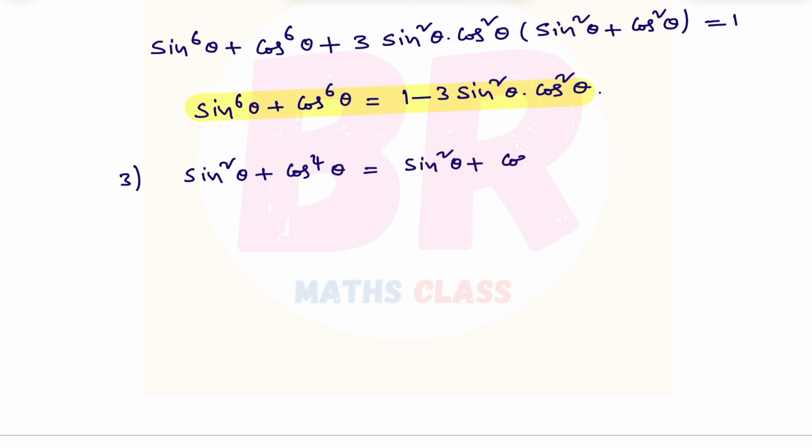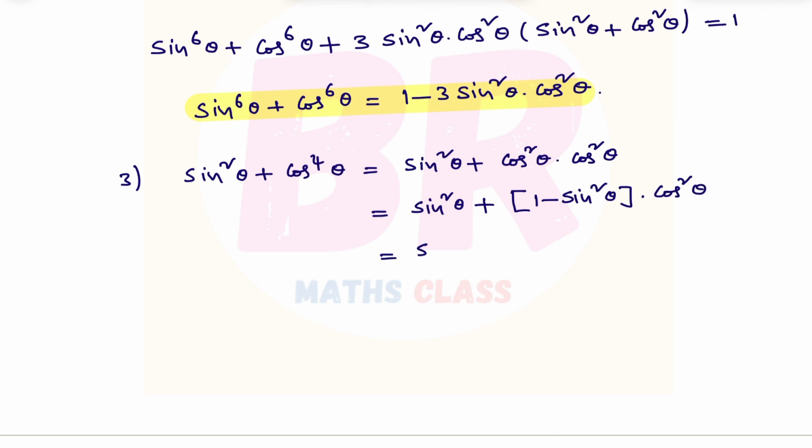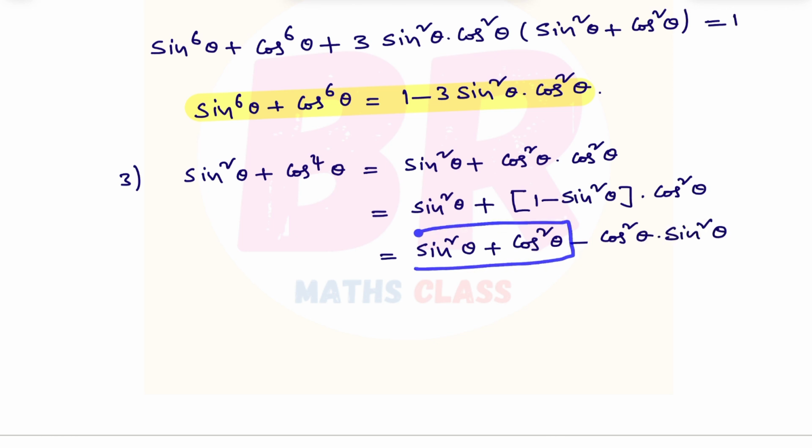That cos power 4 theta can be written as cos square theta into cos square theta. That equals sin square theta plus this cos square theta is there. We know from trigonometry formulas that cos square theta can be written as 1 minus sin square theta. Now, this equals sin square theta. Now, multiply, what you will get: 1 into cos square theta, that is cos square theta, minus cos square theta into sin square theta.